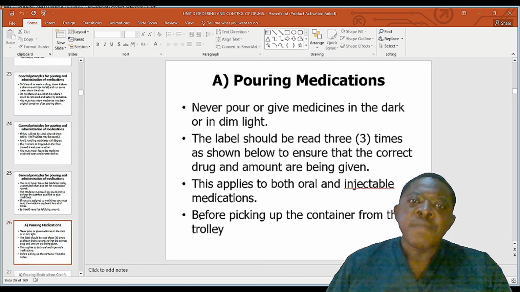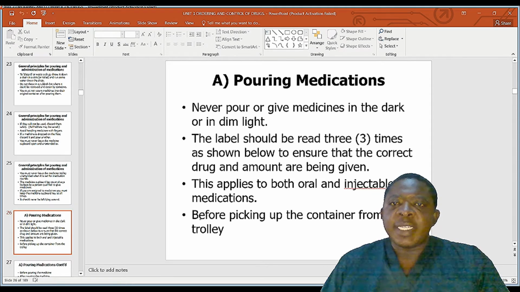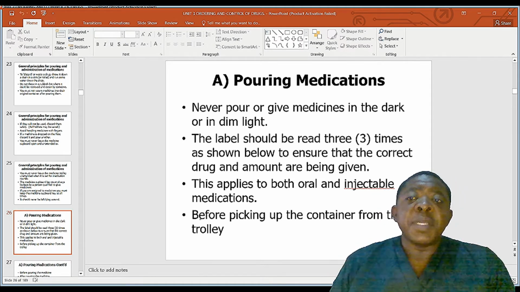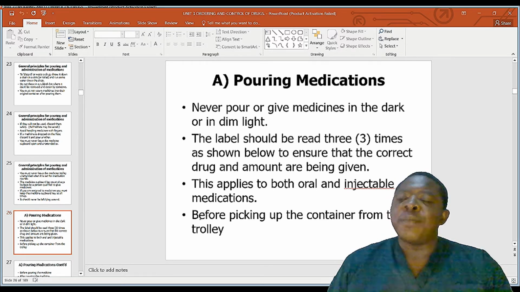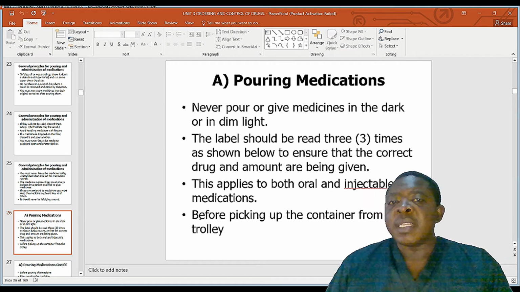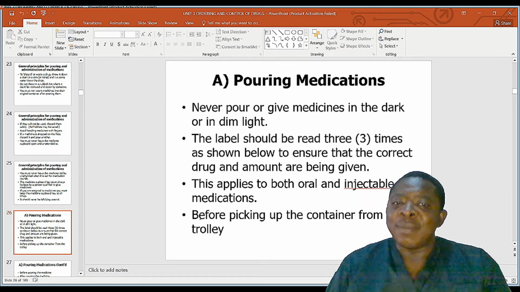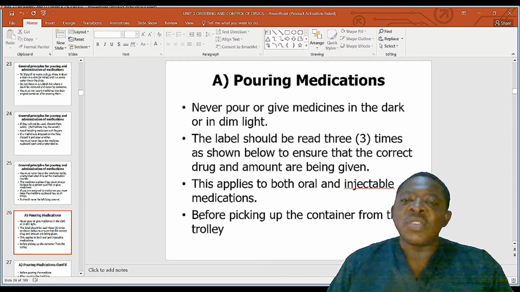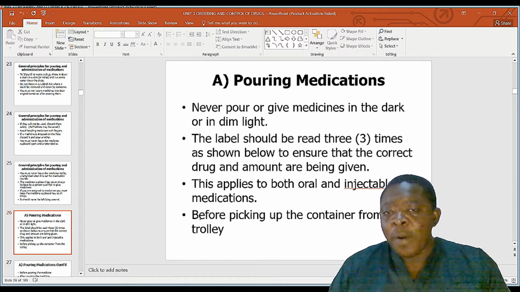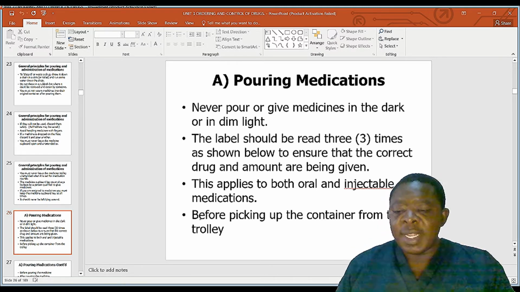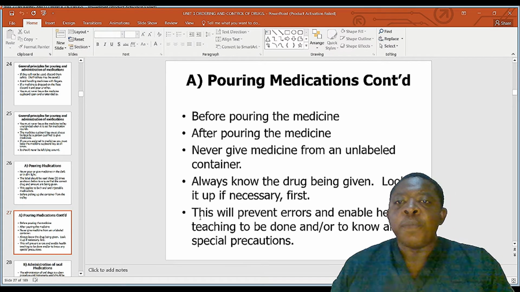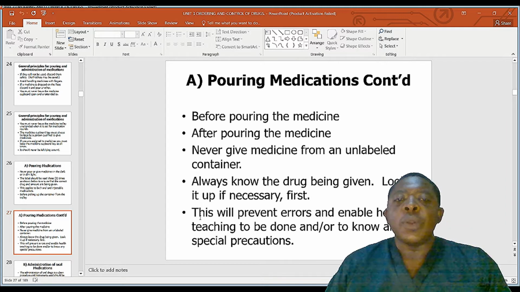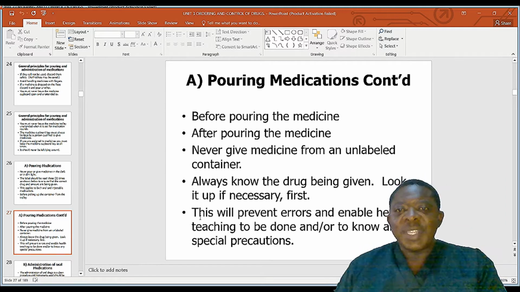So, pouring of medication. Here we are saying never pour or give medicine in the dark or in dim light, because it will affect the way you measure the requirements that are needed. The label should be read 3 times to ensure that the correct drug and amount are given. This applies to both oral and injectable medication: before picking up the container from the trolley, before pouring the medicine and after pouring the medicine. Those are the three times at which you read about the drug.